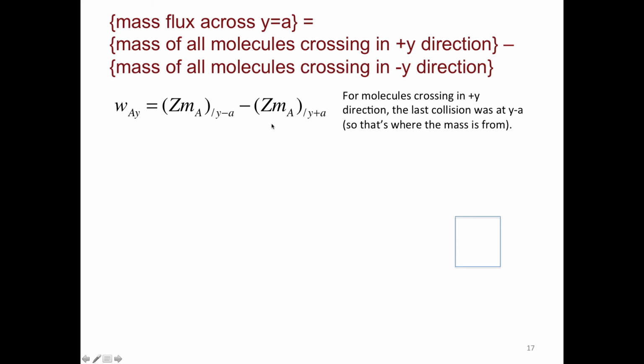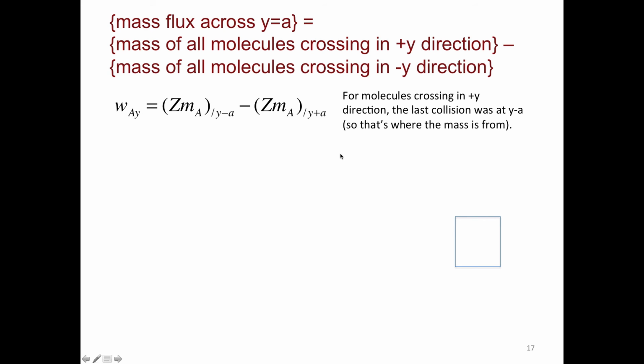And then minus, if I'm looking for anybody crossing in the other direction, again, how many of those I have on average, I have Z of them, and I'm looking at the mass of species A. I have a gradient of it, right? The mass of species A is different in these different locations because I impose the gradient. So I'm going to evaluate Z times MA from this last collision above the plane, because those are the ones that are carried down. And that's essentially my mass flux in the y direction for species A.